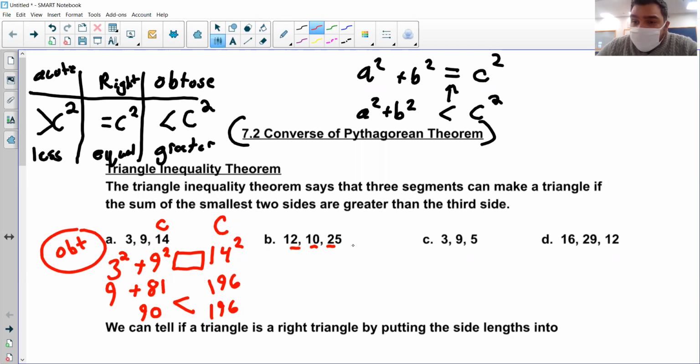10, 12, 25. No matter what the order is, C is always going to be the biggest number. Notice in this one, 9's in the middle. 9 is going to be C. But let's continue with B. We have 10 squared plus 12 squared equals, or I don't know if it's equals. I have no clue, actually. I don't think it's equal either. I got to leave it blank. So box 25 squared.